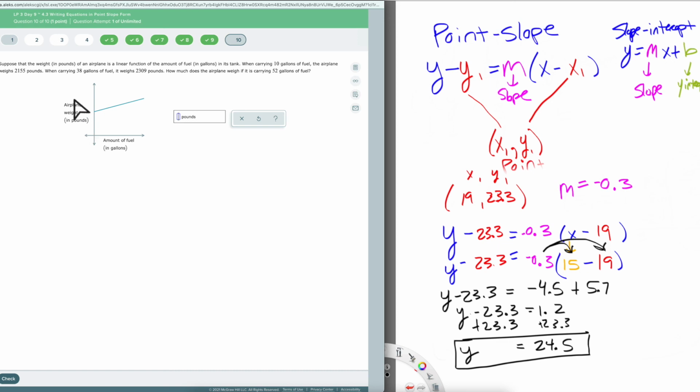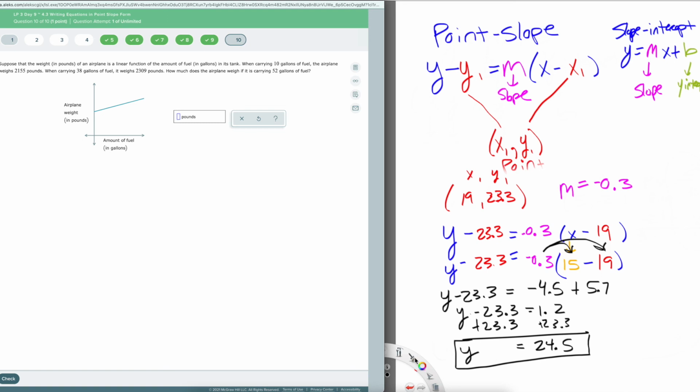All right, when carrying 10 gallons of fuel, the airplane weighs 2,155 pounds. When carrying 38 gallons of fuel, it weighs 2,309 pounds. How much does the airplane weigh if it is carrying 52 gallons of fuel? So now they're getting a little bit more tricky with us. Just a little bit here.